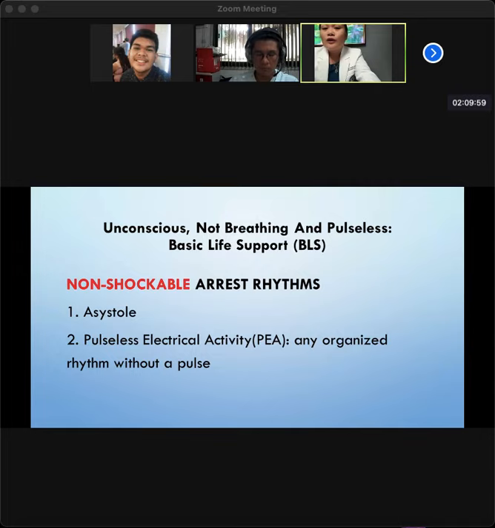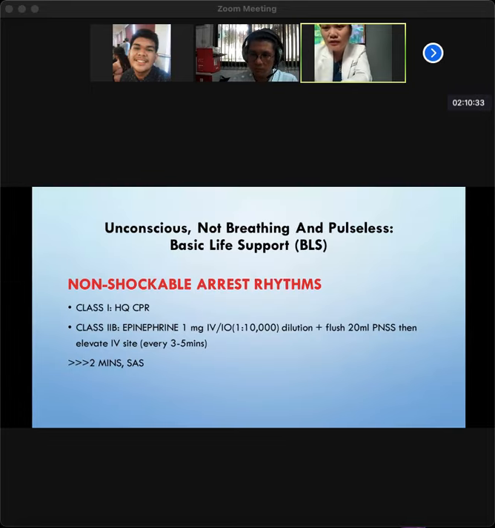If you have any organized rhythm on your ECG tracing and yet you cannot appreciate any pulse, then that's PEA. Okay? Mayroon kang ECG tracing, mayroon kang P-wave ka, may QRS ka, ganon. Pero pag check mo dito sa carotid, wala namang pulses. So, PEA yung pasyente. Then, that's a non-shockable arrest rhythm. So, how are you going to treat your non-shockable arrest rhythm? Siyempre, hindi mo siya-shock. Okay?